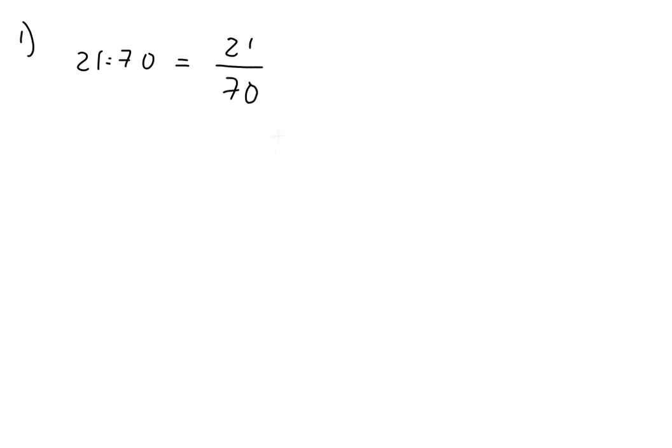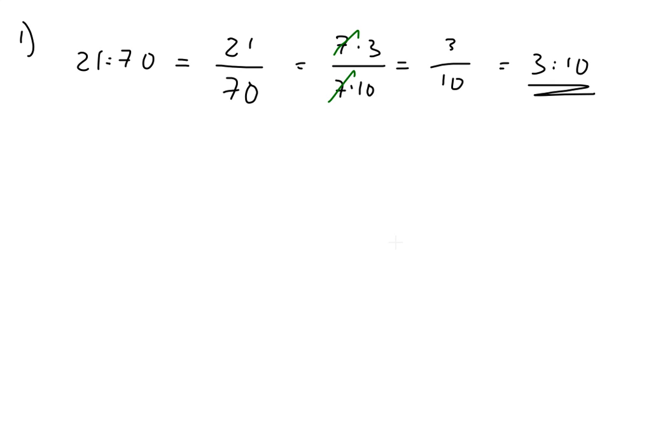And what you can see is 70 is the same as 7 times 10. And 21 is the same as 7 times 3. So you have a common factor in the numerator and the denominator. You can cancel them out. And then you have 3 divided by 10. So this would be the result.